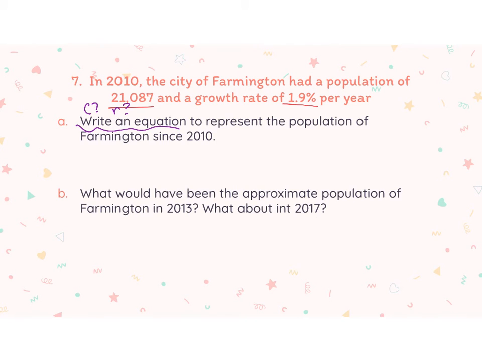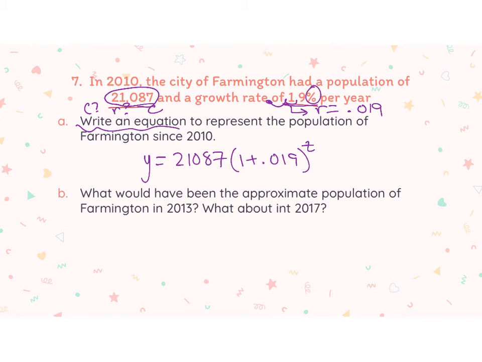So I see that we started with 21,087. So that's my C value. And then I see that my growth rate is 1.9%. So that means R is equal to, since I have a percent sign, I got to move it back 2 places, 0.019. So my equation looks like y equals 21,087 times 1 plus 0.019 raised to the t power. Okay, so that's part A. All I have to do in part A is write the equation. Now, apply your equation in part B.